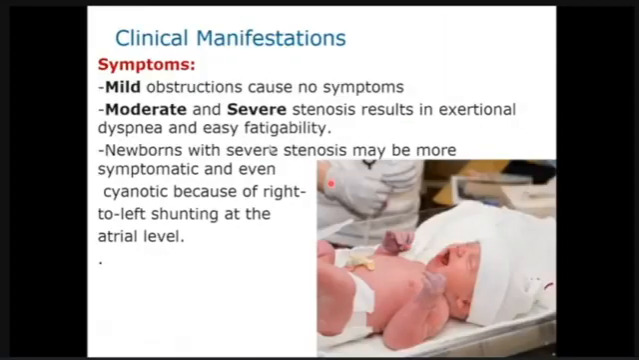Clinical manifestations, the same as with aortic: mild, no symptoms; moderate and severe cause exertional dyspnea and easy fatigue. In newborn infants, they may be cyanotic and may even develop right to left shunting at atrial level through the foramen ovale. The patent foramen ovale may remain open and cause shunting of blood from the right to left if there is severe stenosis, causing very high right pressure. The shunt will be from right to left across the foramen ovale, causing cyanosis, just like cyanotic congenital heart disease.